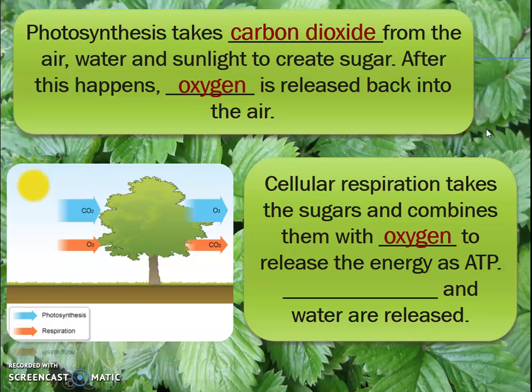Cellular respiration takes sugar and combines it with oxygen to release energy as ATP. ATP is the form of energy that cells use, and carbon dioxide and water are released. So you'll notice that the products of photosynthesis are the reactants of cellular respiration. The products of one become the reactants of the other.